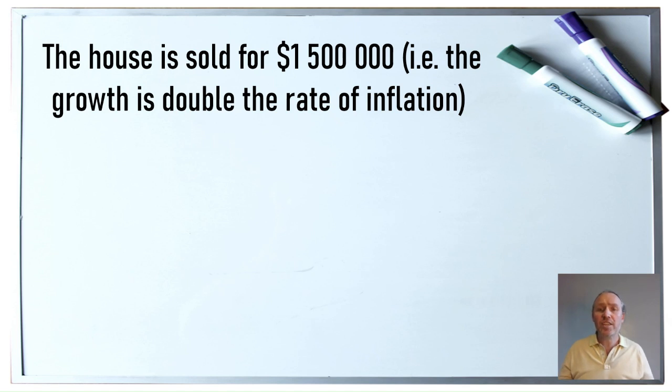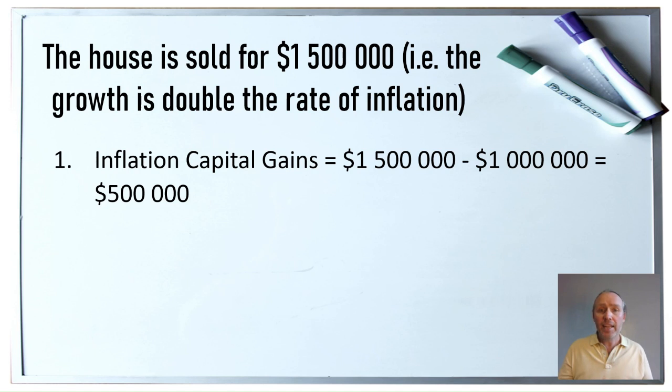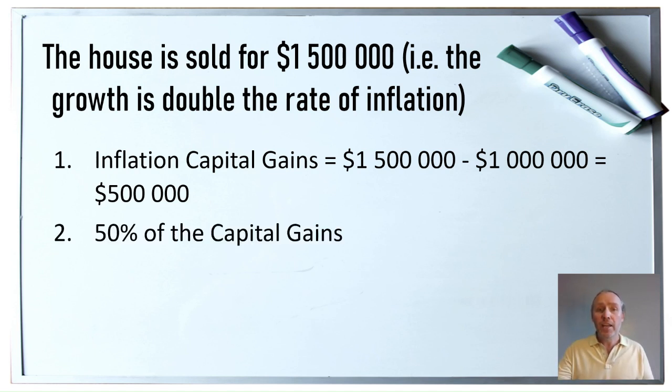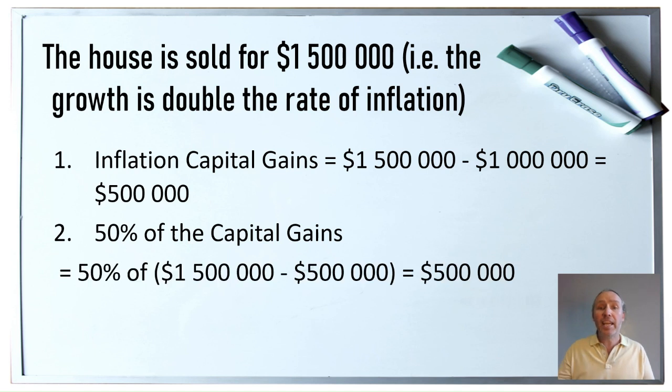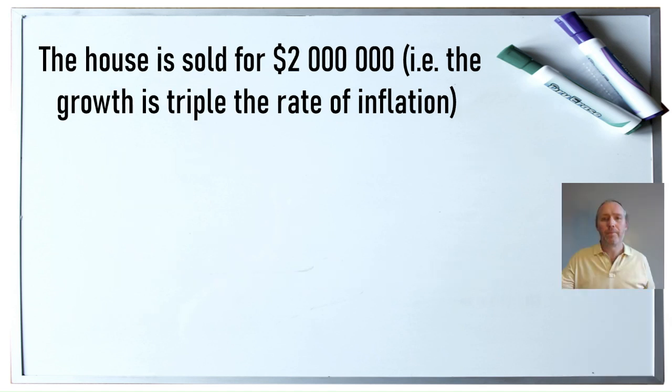Let's change the situation so that house prices are increasing at double the rate of inflation. In this case, the inflation capital gains is going to be $500,000. The 50% capital gains is also going to be $500,000. So there is actually no difference. This is the point where inflation capital gains and the 50% model work out to be exactly the same.